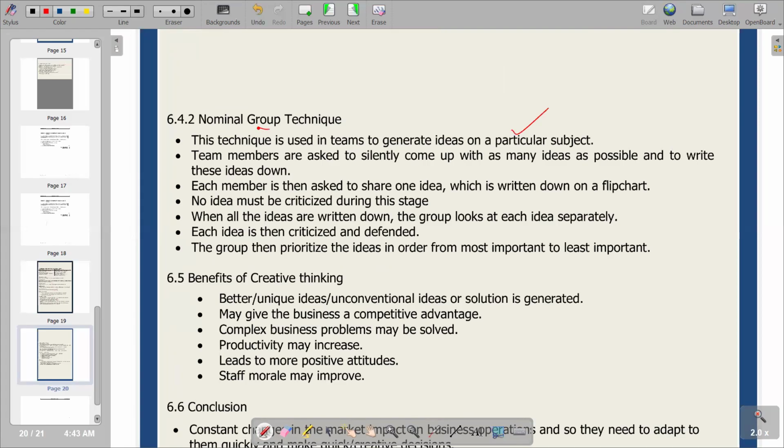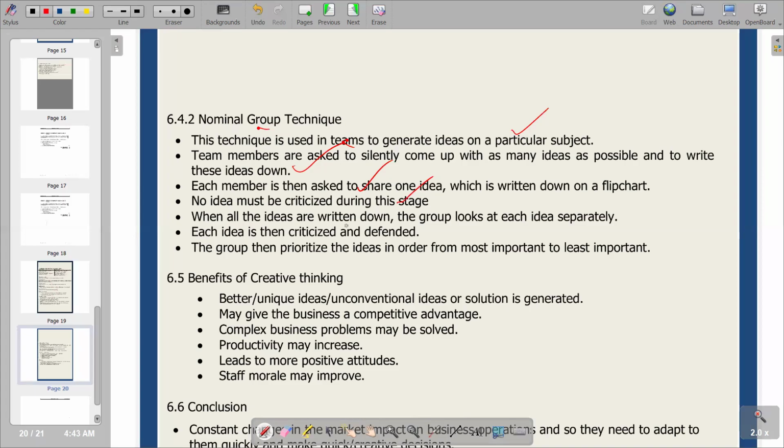We have got teams that are involved. That is explaining the issue of groups. Then the second point says team members are asked to silently come up with as many ideas as possible and to write these ideas down. Then each member is asked to share one idea, which is written down on a flip chart. Then no idea must be criticized during this stage.